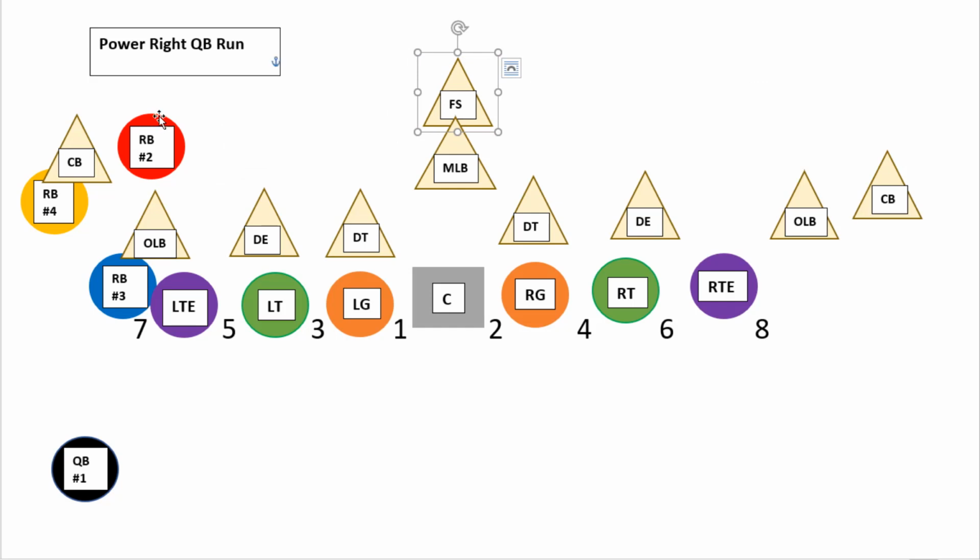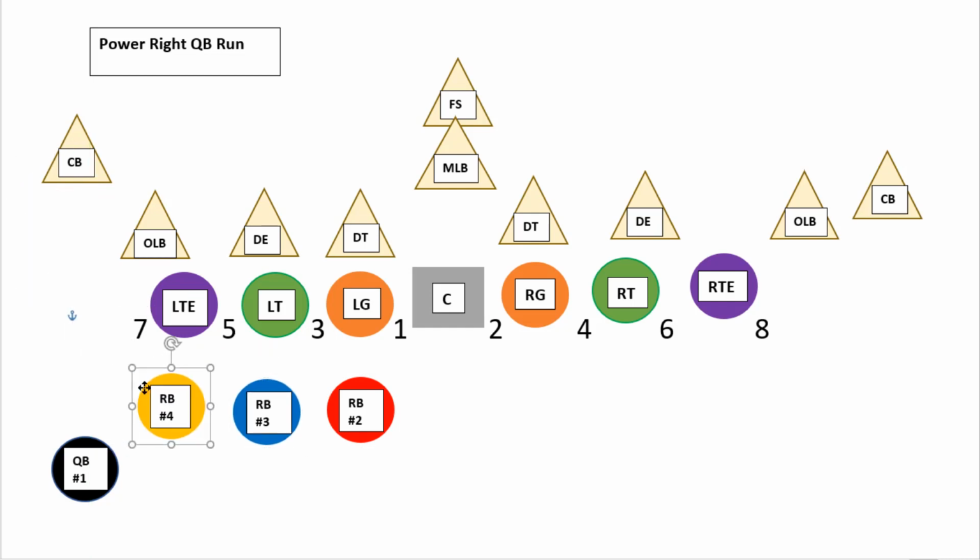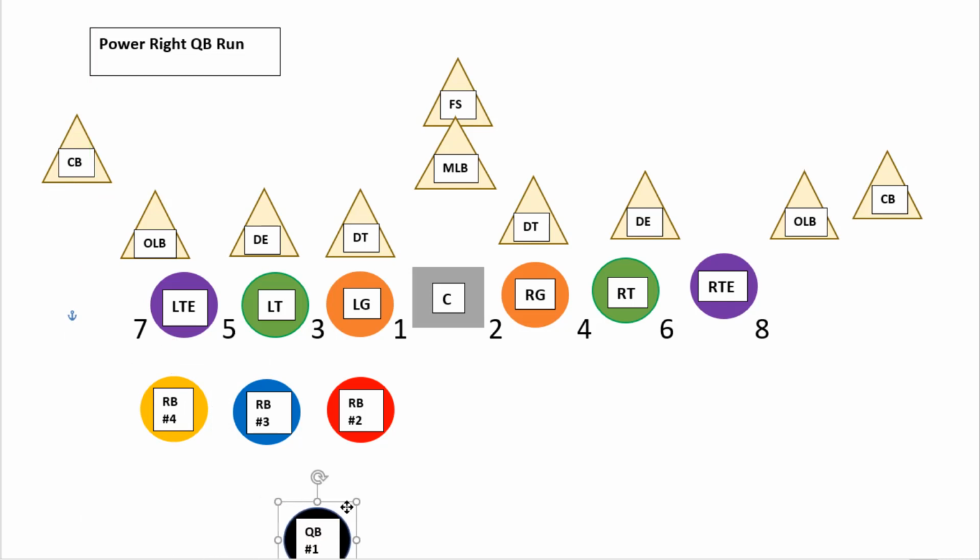If it's power left or power right, it's still the same blocking assignments. Just make sure that our athletes fundamentally understand, again, what we're trying to accomplish on these plays, that the direction of this play, we're going to the 7 hole is our objective. If that's closed, we want to go through the 5 hole. Power right QB run.